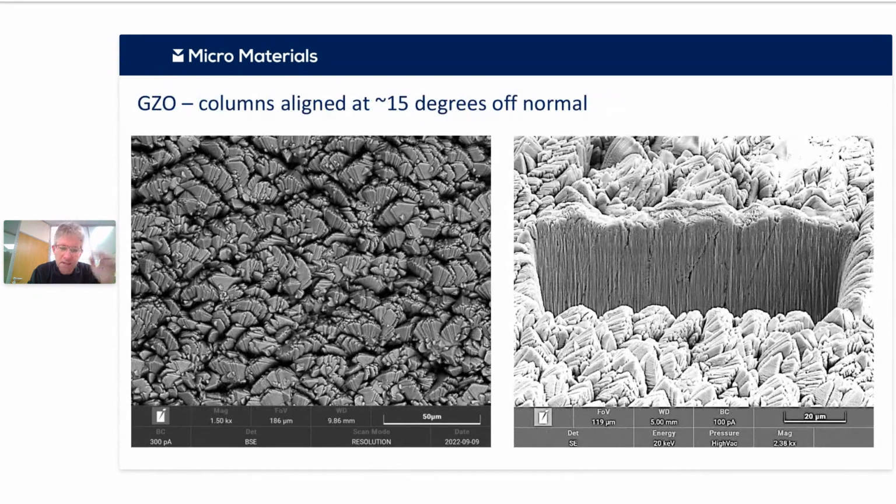If we contrast this to GZO, you can see again quite a complex surface here. These canted, if you like, columns. So there's about a 15-degree cant angle. Maybe you can just make it out on the right. And it's a very complex structure.